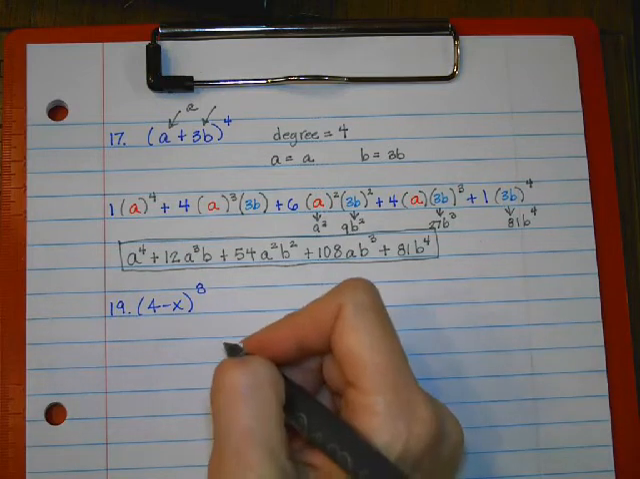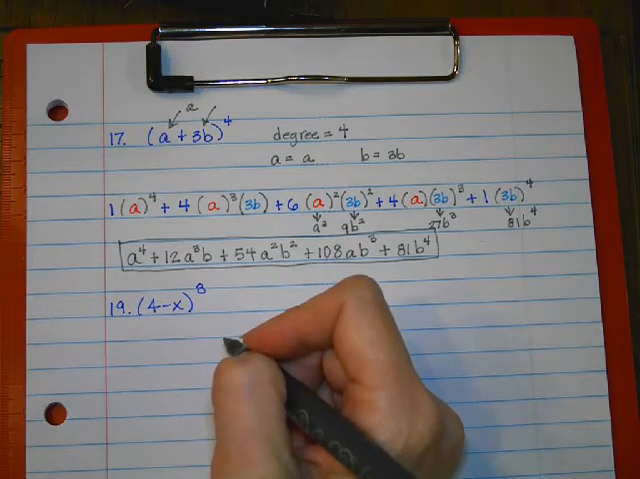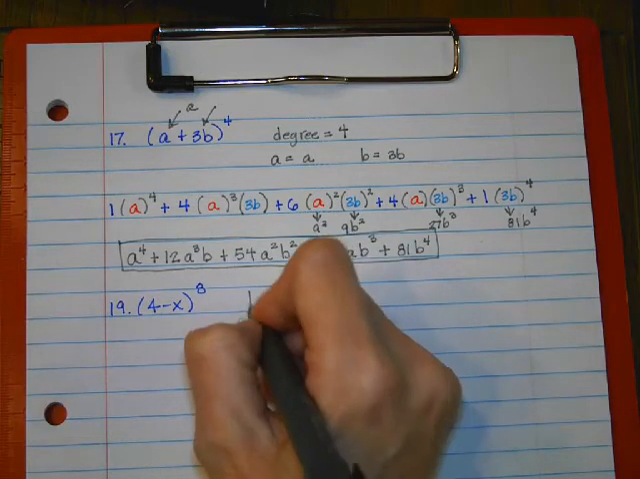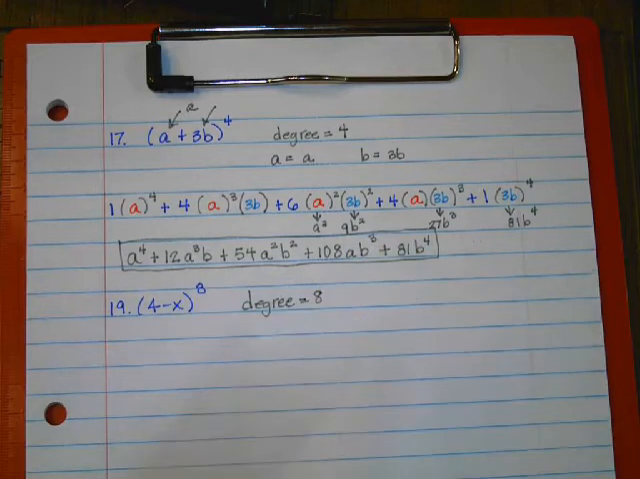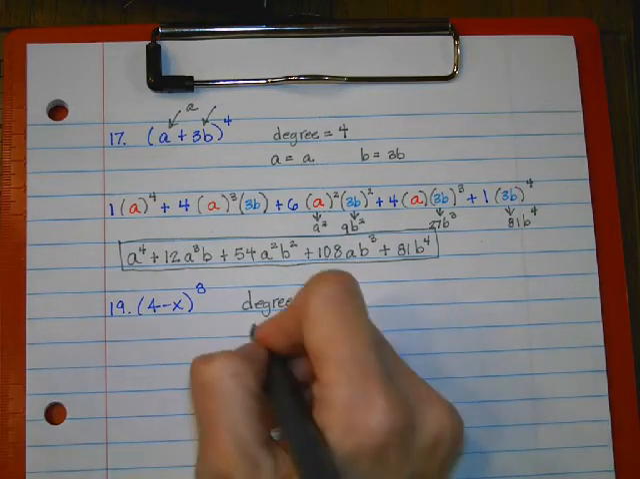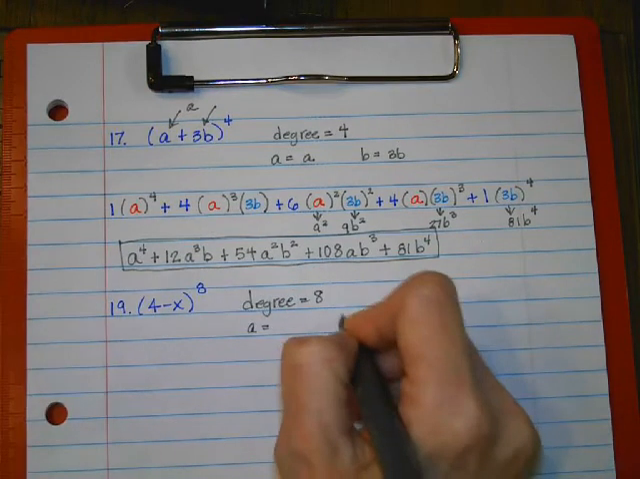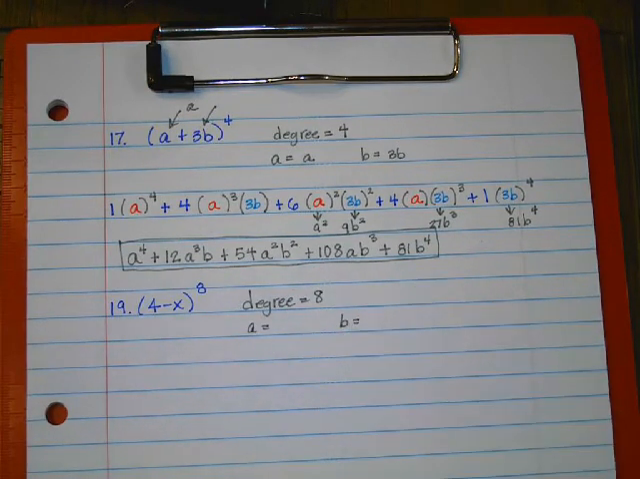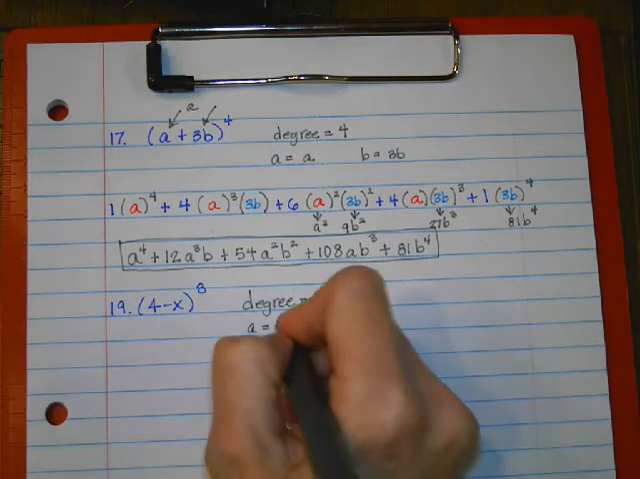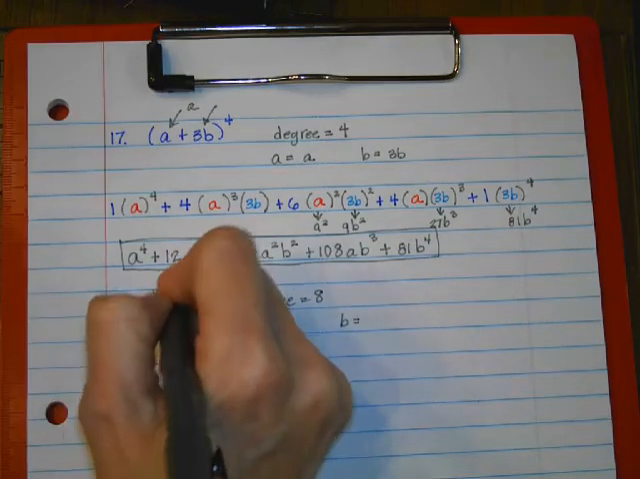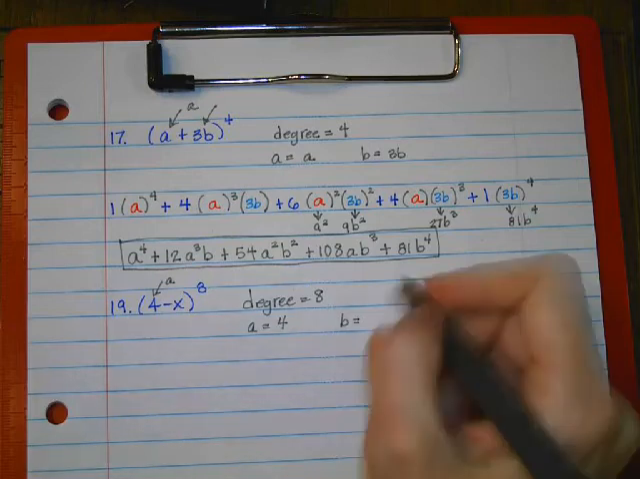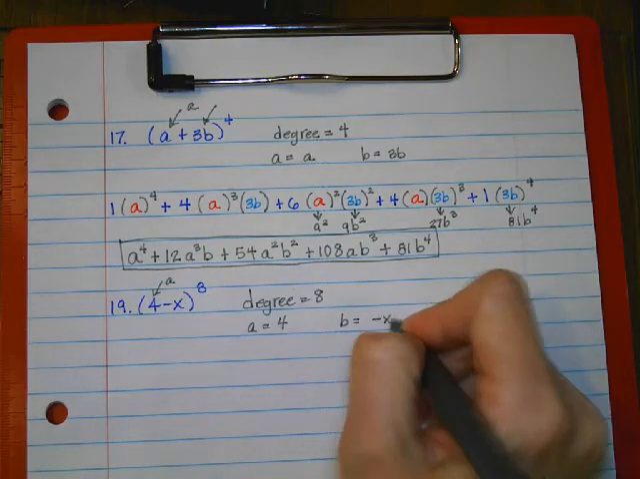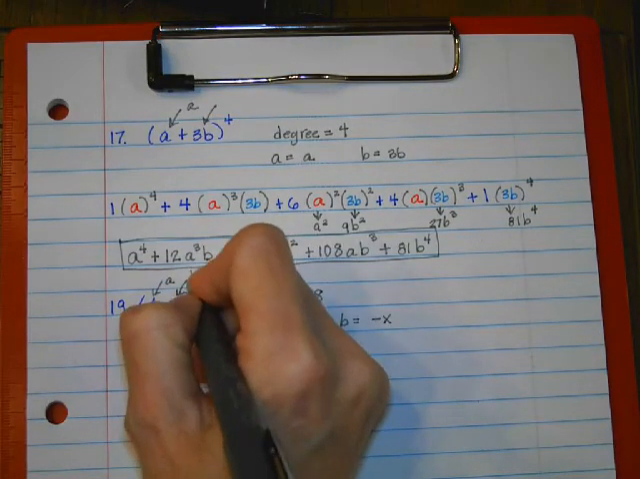Okay, what is our degree first? That's right, the degree is 8. Beautiful. After we know the degree, what do I need to know? That's right, my A value and my B value. My A value is 4. What is my B value? That's right, my B value is negative x, because that is my whole B value.